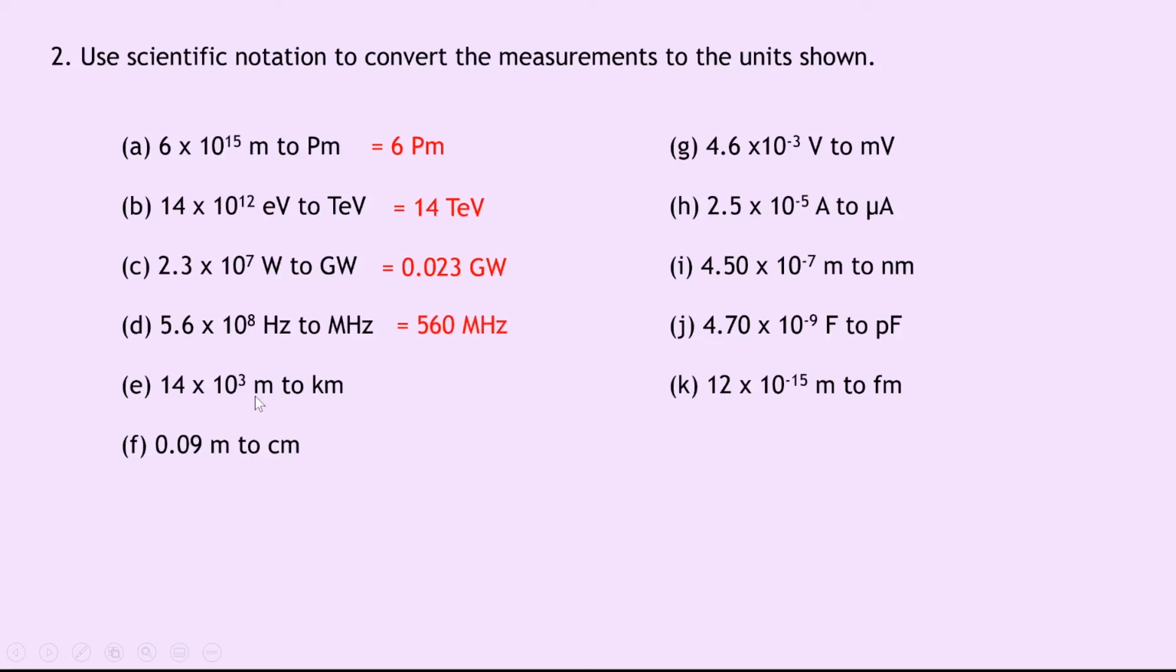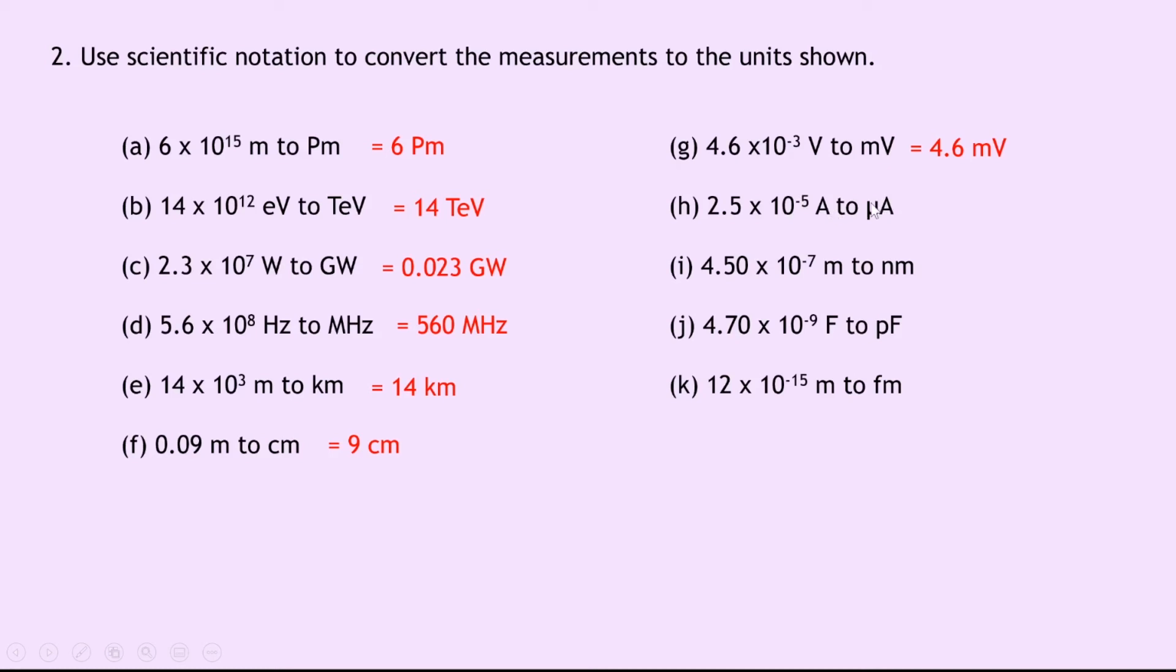Part E, 14 times 10 to the 3 meters to kilometers. So remember kilometers is times 10 to the 3, so this simply becomes 14 kilometers. Part F, 0.09 meters to centimeters. Remember centi is times 10 to the minus 2, so this becomes 9 centimeters. Part G, 4.6 times 10 to the minus 3 volts to millivolts. So remember milli is times 10 to the minus 3, so we just replace this with the small m, so we get 4.6 millivolts. Part H, 2.5 times 10 to the minus 5 amps to microamps.